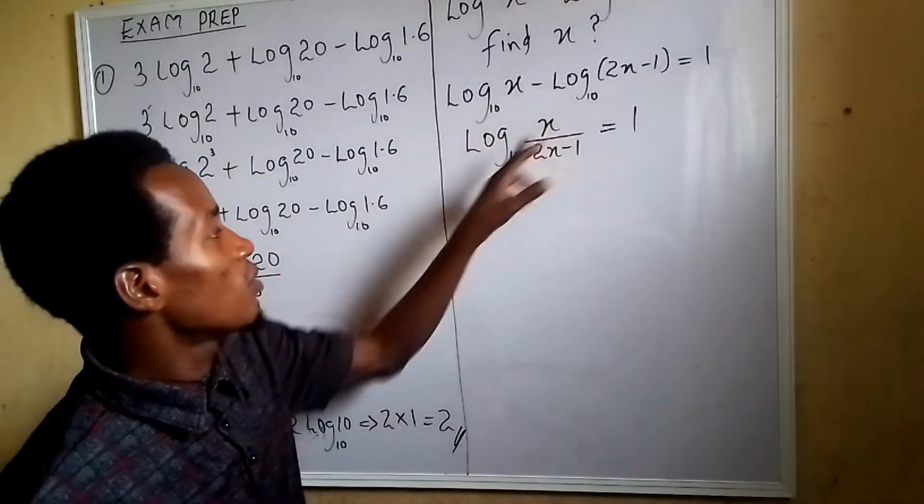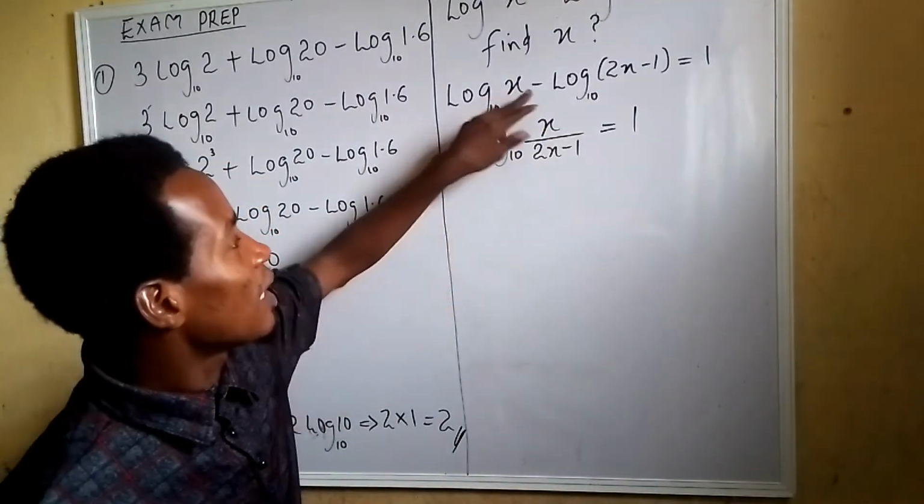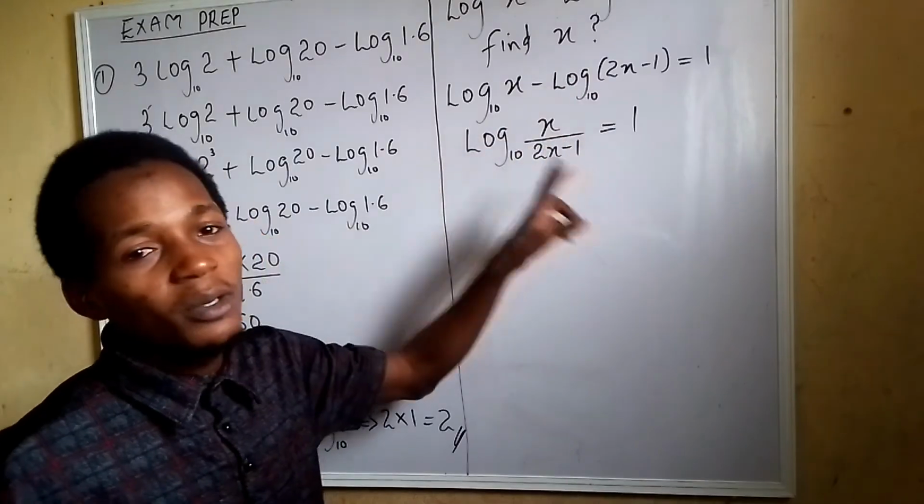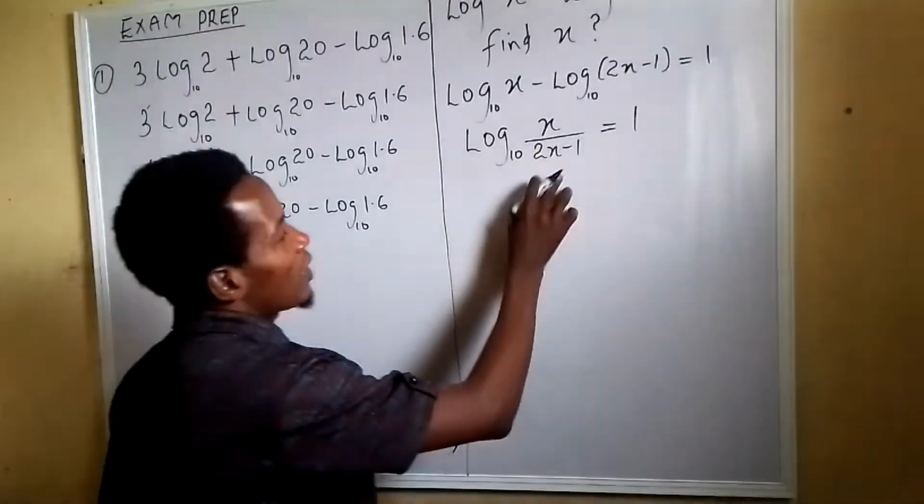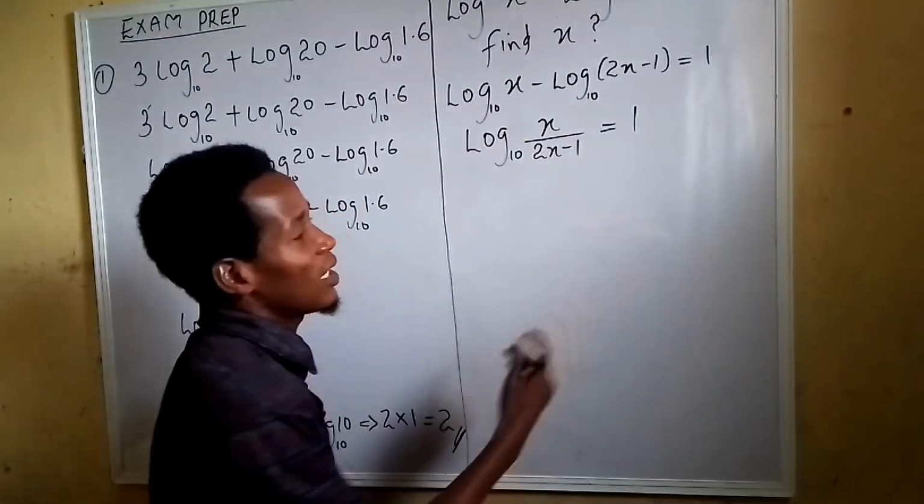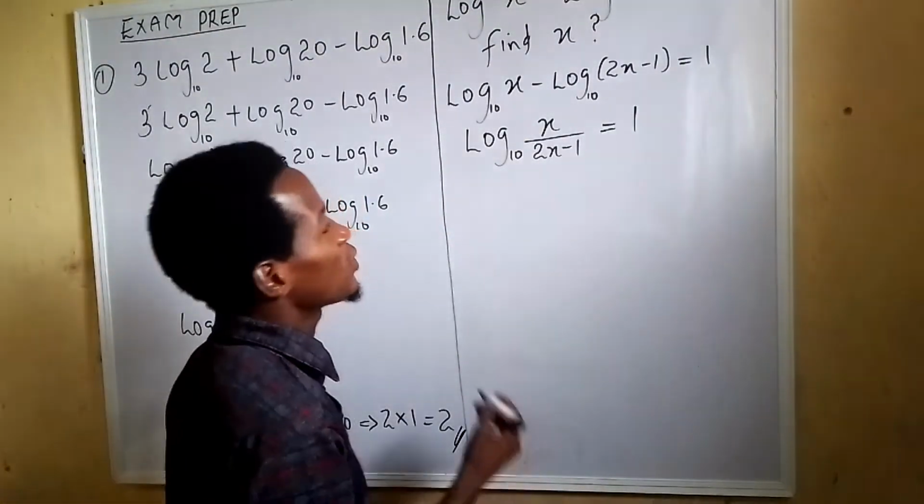So instead of having two logs, we have picked one log in base 10, and the minus changed to division, while the addition changes to multiplication. We have this here. What are we doing next? There's another law that helps us break it down. I used to call it the triangular method.